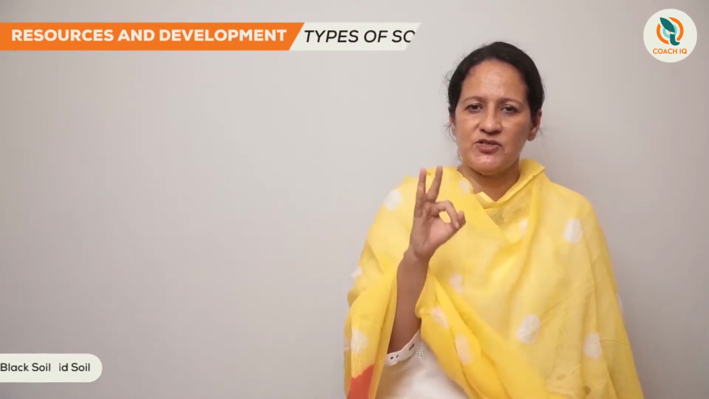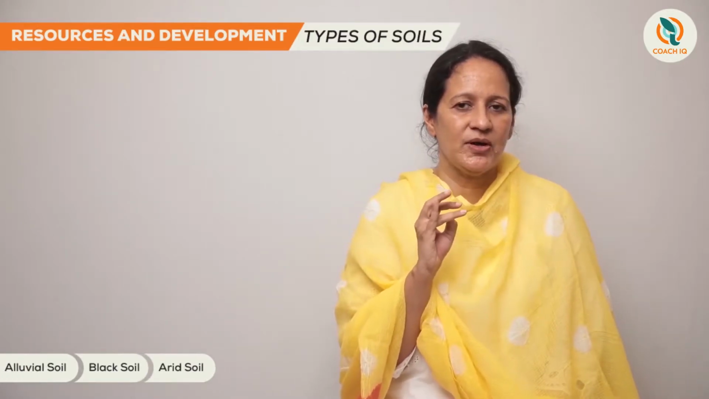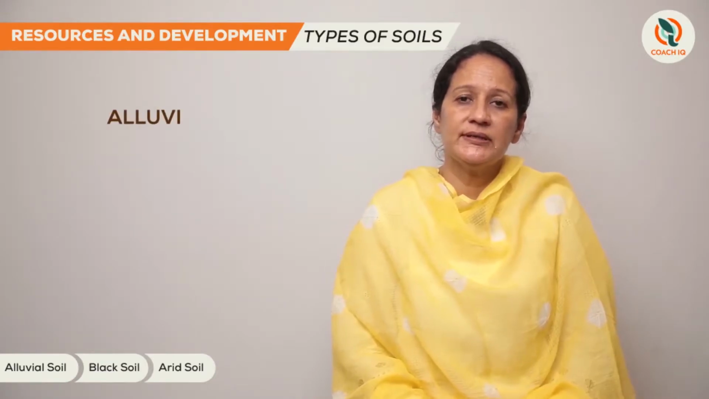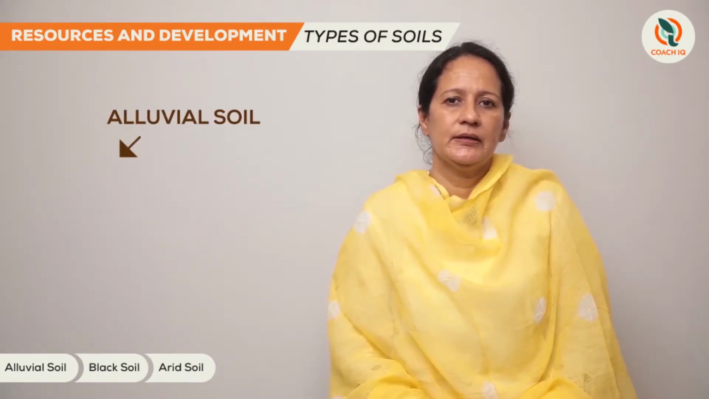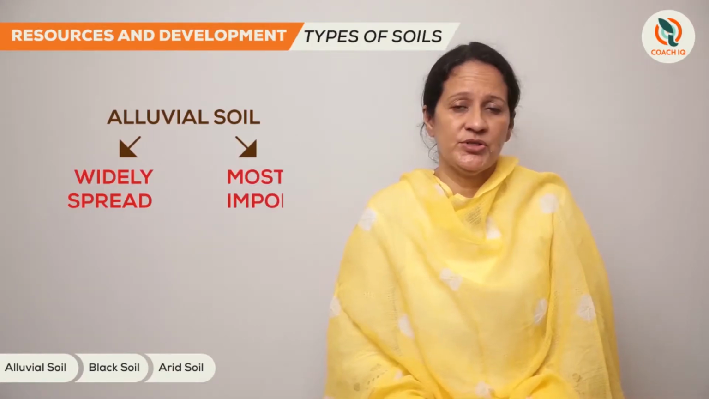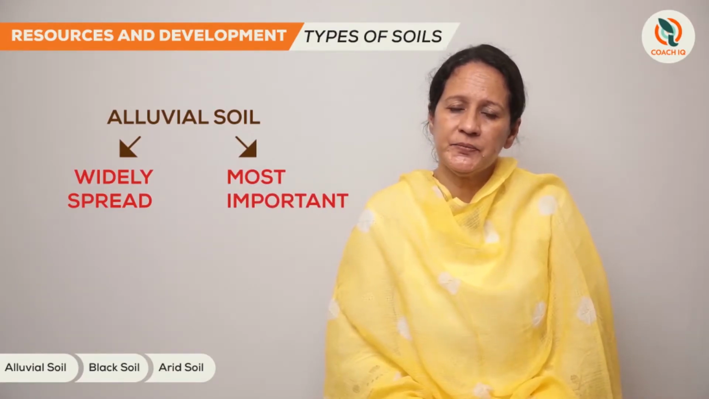Today we do geography, the first lesson, resource and development, and we do the classification of soils: three soils, alluvial soil, black soil and arid soil. First we talk about the alluvial soil. This is the most widely spread and the most important soil to be found in India.